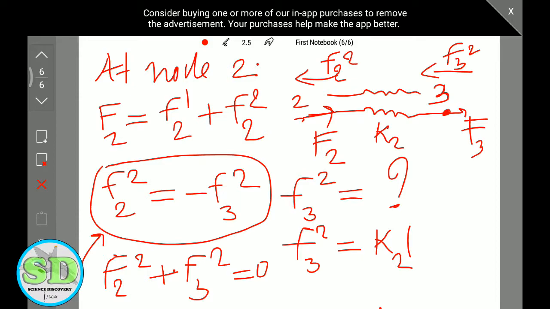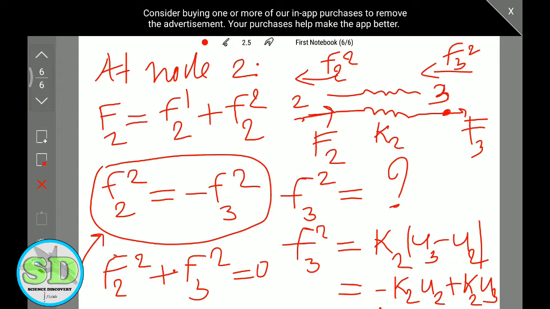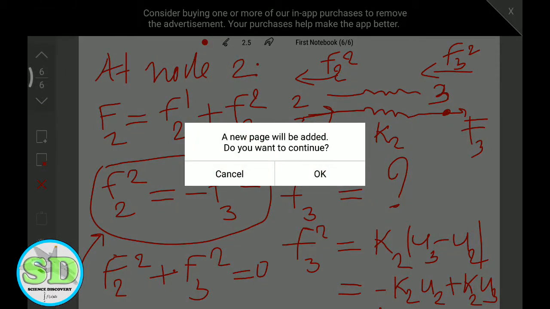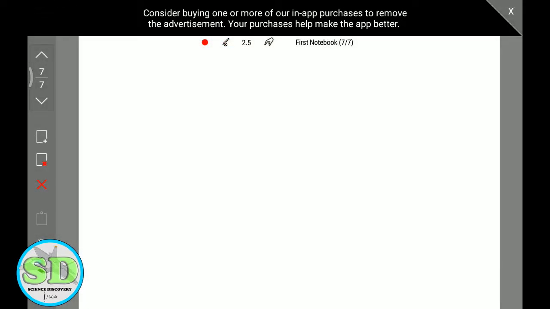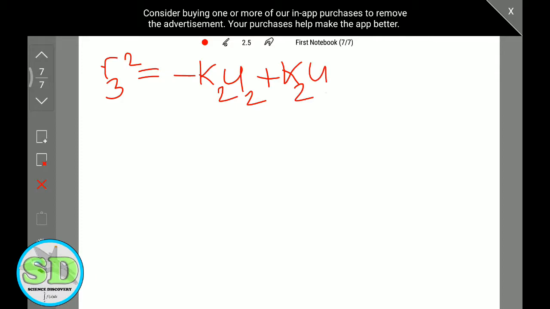So U3 minus U2, equal minus K2 U2 plus K2 U3. F32 equal minus K2 U2 plus K2 U3.